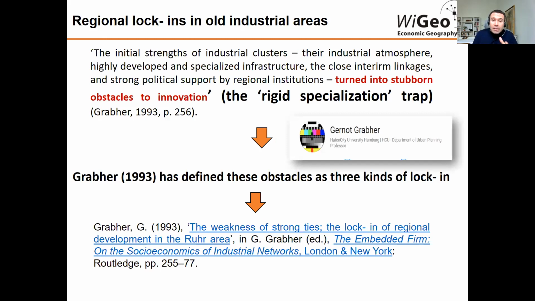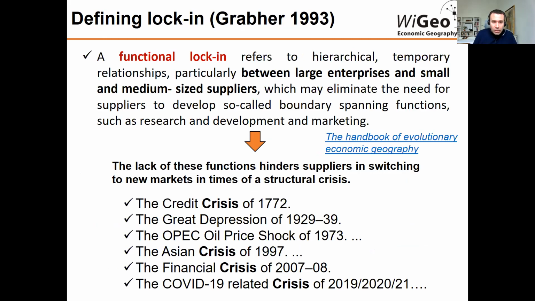And again, Graeber points out these obstacles within three kinds of lock-ins. He names this one the functional lock-in, which refers to the hierarchical relationship, particularly between large enterprises and small and medium-sized suppliers, which may eliminate the need for suppliers to develop so-called boundary-spanning functions. There are a number of activities that result from the relation between a large enterprise and a small supplier. So they exist in a relationship where one depends on the other to continue the process.